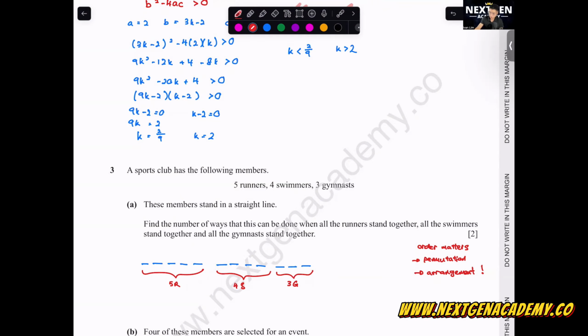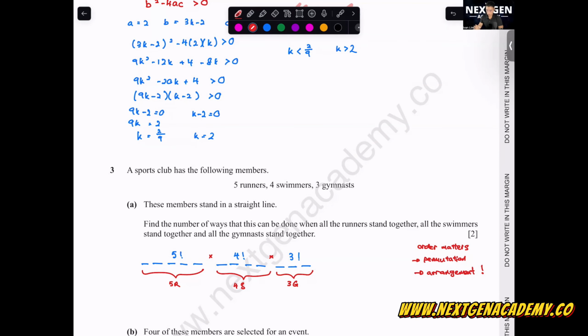So the way that I'll do this, I think the easiest way is you just put 5 factorial, 4 factorial, 3 factorial. Then you multiply. Type it in the calculator: 5 factorial times 4 factorial times 3 factorial. Hold on, I haven't finished yet. Then this is one way.